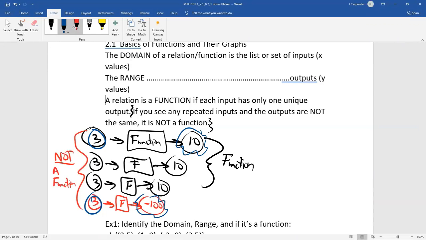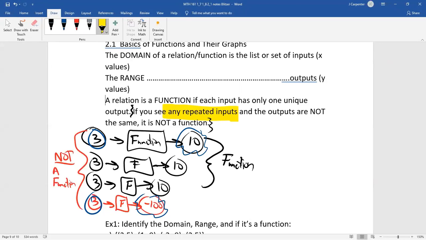So this is your yellow flag. If you see any repeated inputs, there's a yellow flag on the field. A yellow flag doesn't mean anything's bad. It just means we've got to keep our eyes peeled. And I know that sports analogy isn't perfect, but just go with it. I'm going for yellow as like a warning. The outputs are not the same.